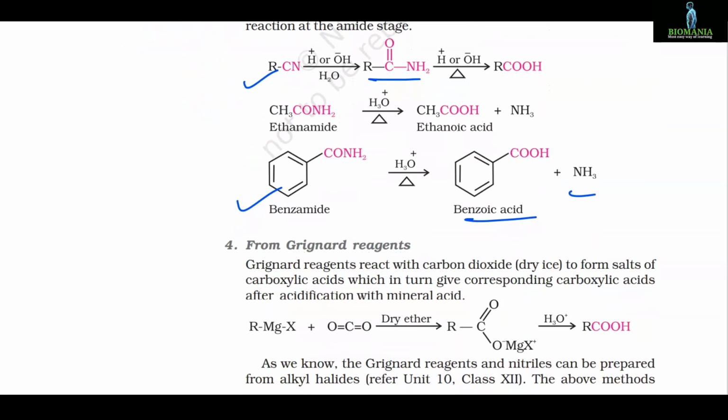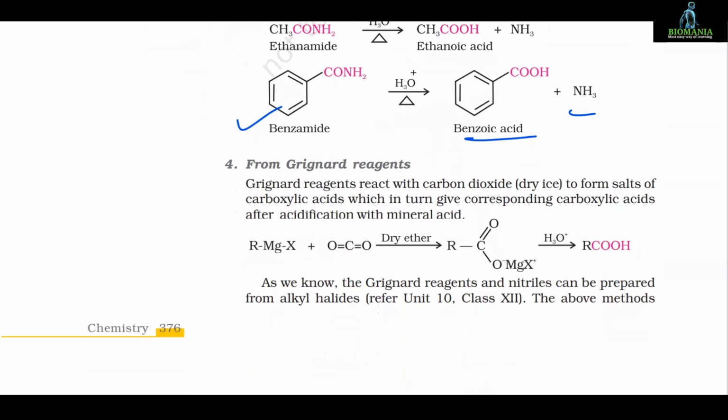H3O+ ion presence is there. Fourth, from Grignard reagents. Grignard reagents react with carbon dioxide, dry ice, to form salts of carboxylic acid, which in turn give corresponding carboxylic acids after acidification with mineral acid. Here you can see this reaction: RMgX plus O=C=O forming RCOOMgX, and the final product is RCOOH.